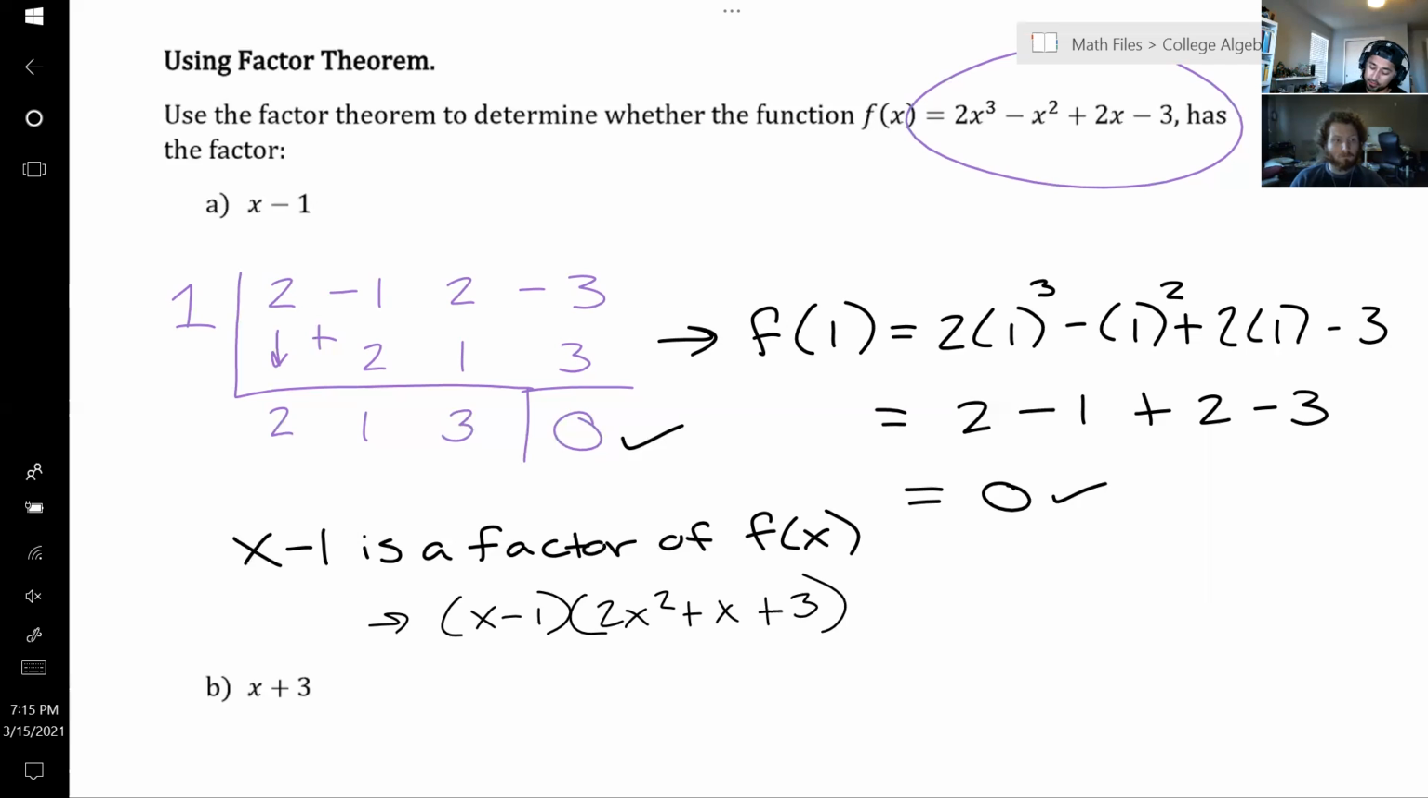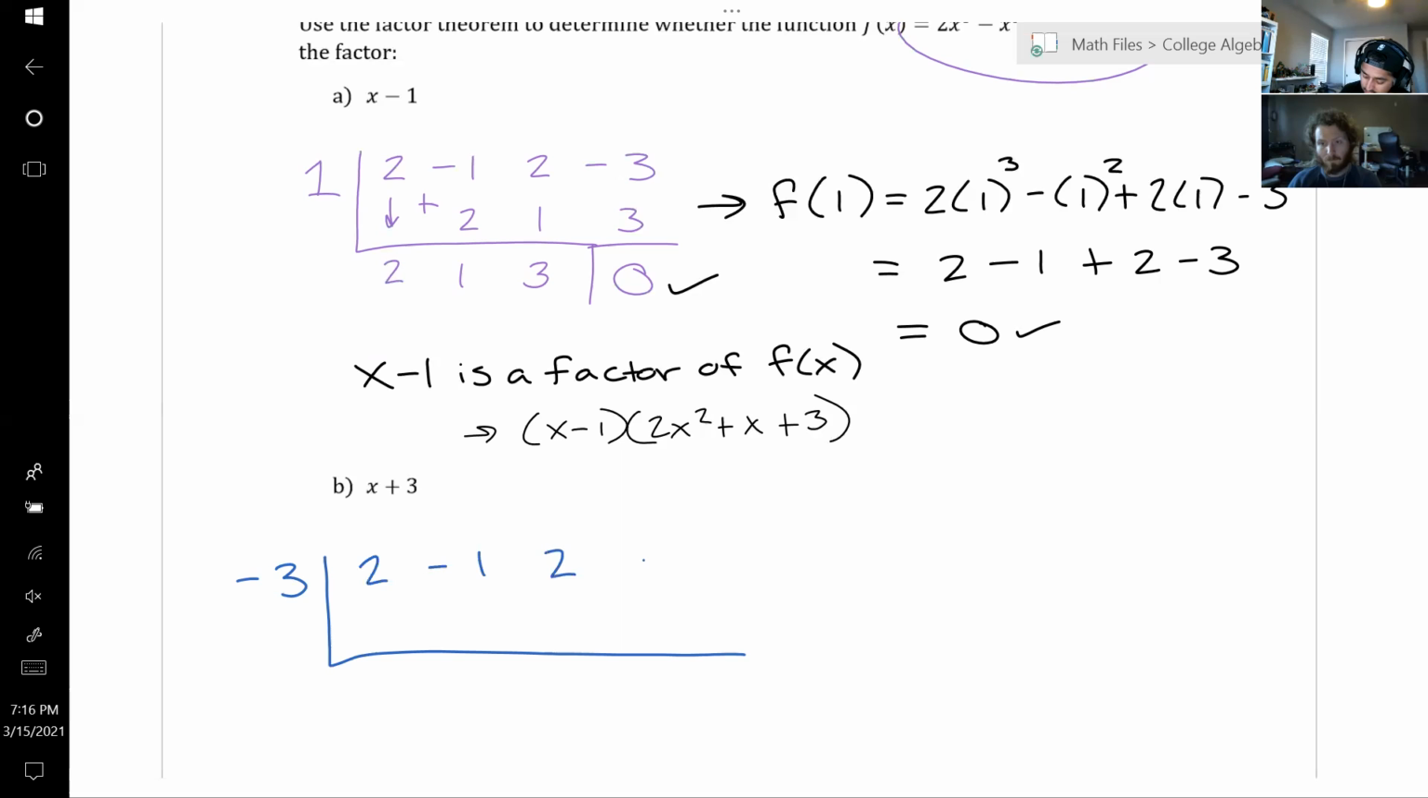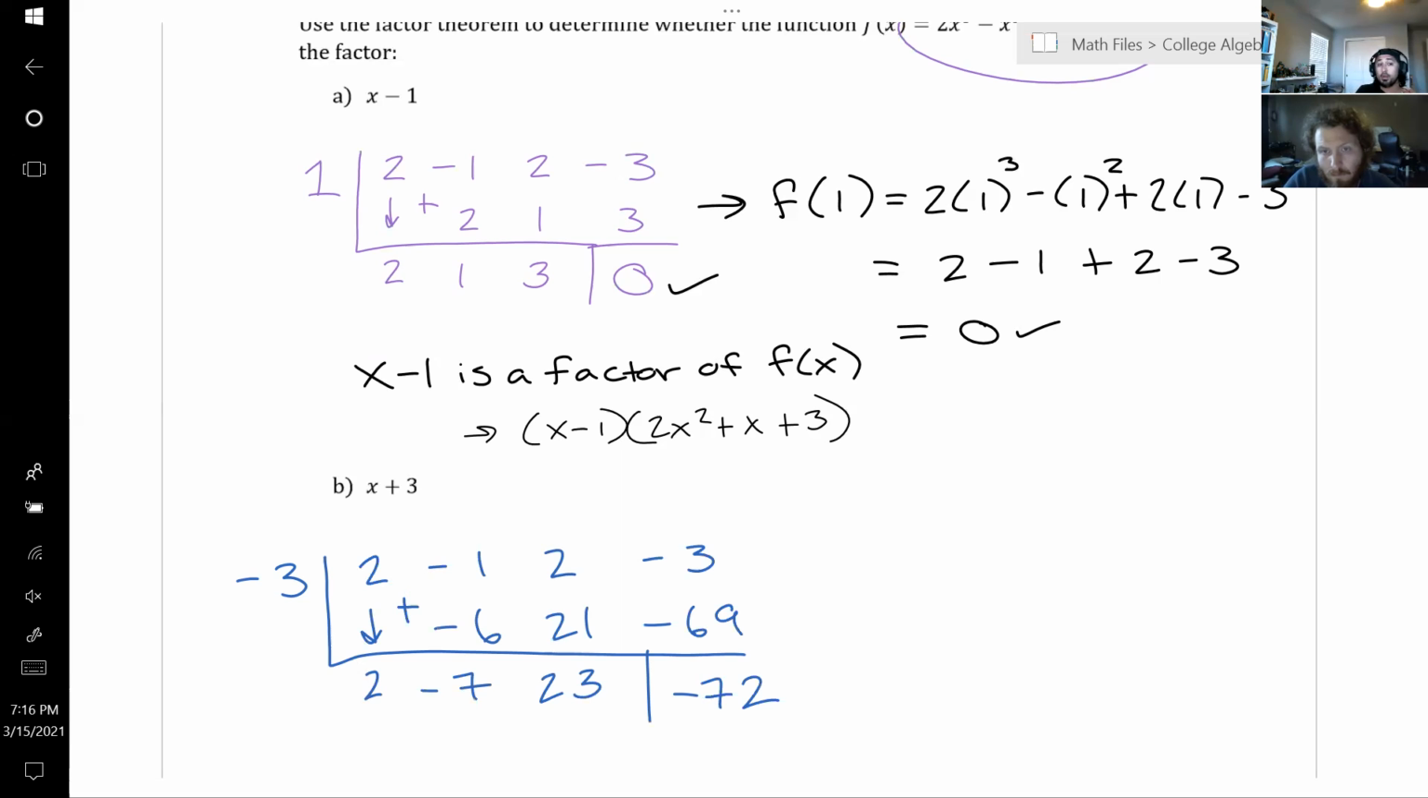Okay. Which means do it again for x plus 3. So here, x plus 3, we have -3. And then 2, -1, 2, -3. Bring the 2 down. -6, add, -7, then 21, 23, and then what's that? -69. So -72. Okay, so here we don't get a remainder of 0.